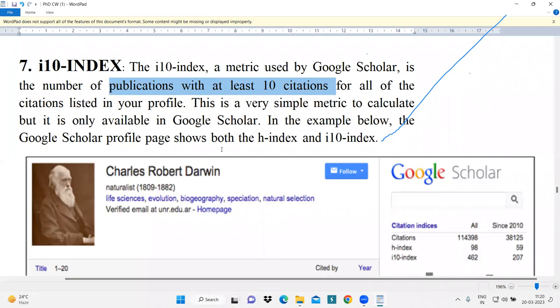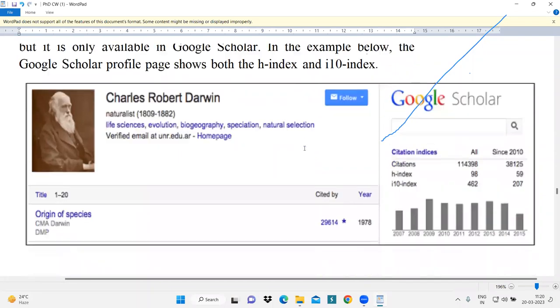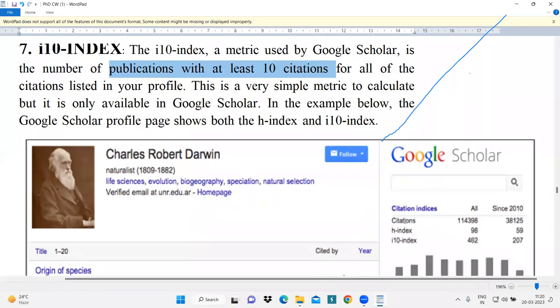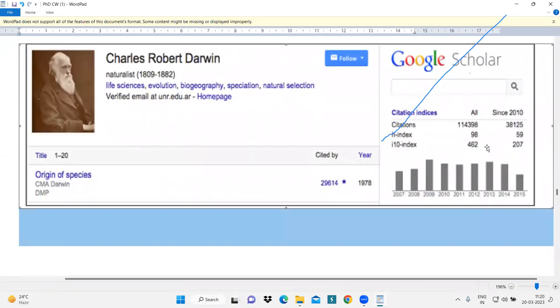The Google Scholar page shows both the H index and the I-10 index. It is very simple: the number of publications with at least 10 citations is calculated as the I-10 index. That means the I-10 index is 462, meaning 462 publications have at least 10 citations. They can have more than 10 citations, but at least 10.